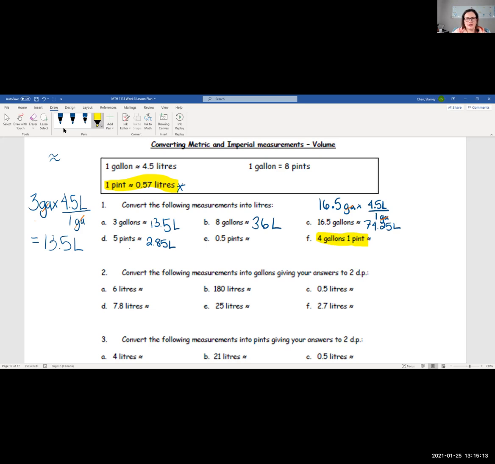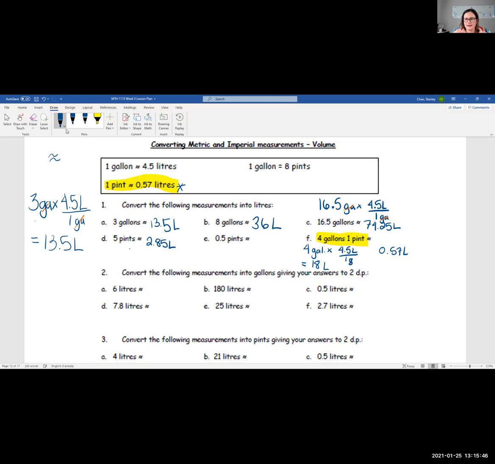So what I would do is just convert gallons separately from the pints. So 4 gallons, 4 GAL, times 4.5 liters over 1 gallon. This equals 4 times 4.5. This equals 18. And the 1 pint equals 0.57 liters.